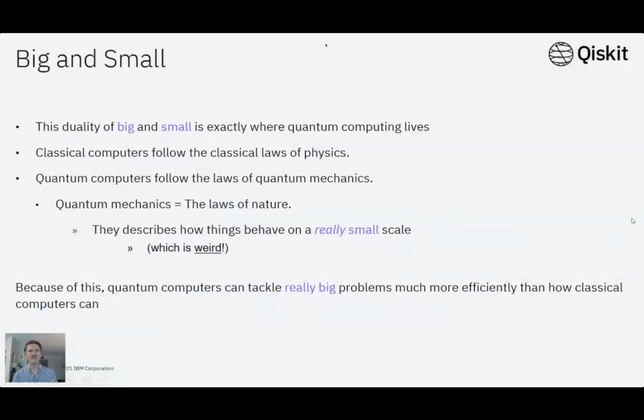And this dichotomy of big and small is exactly where quantum computing lives. When we talk about quantum mechanics, we're really describing how things behave on a really small scale, things like atoms and electrons. These very small things just behave differently than what humans are used to seeing in our world. Sometimes it's hard to describe. These really small things are what enable us to study extremely large problems like the one above. Quantum mechanics allow us to approach these large problems in new and unique ways, small and large at the same time. That is where the potential of quantum computers comes in.